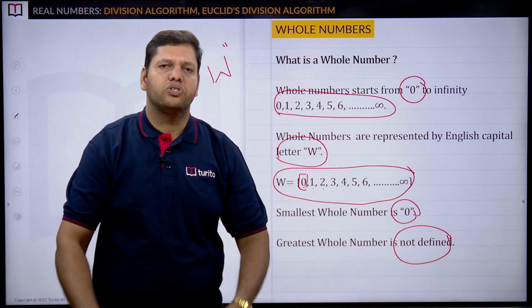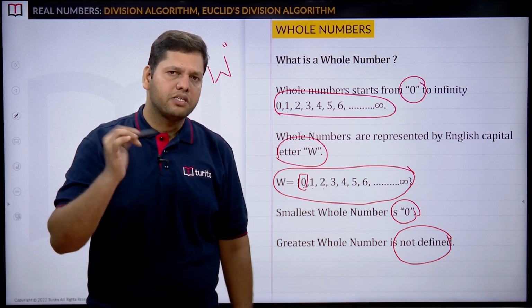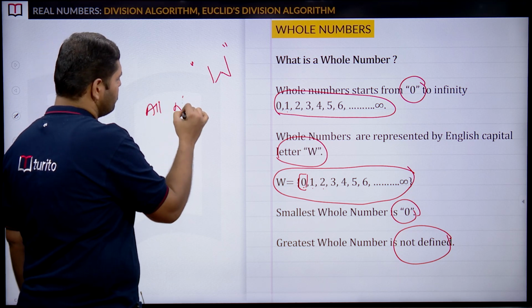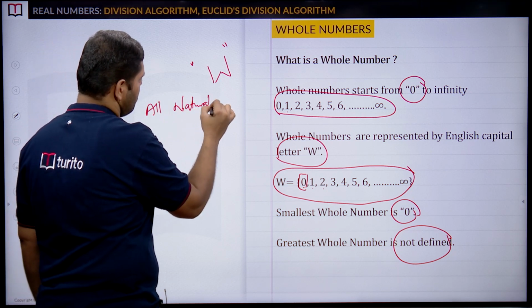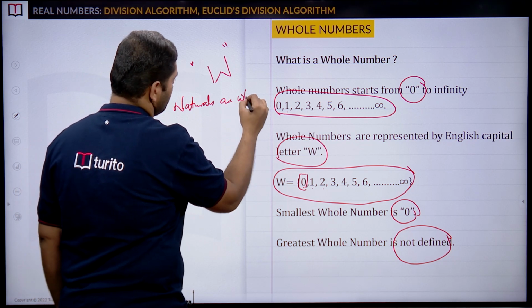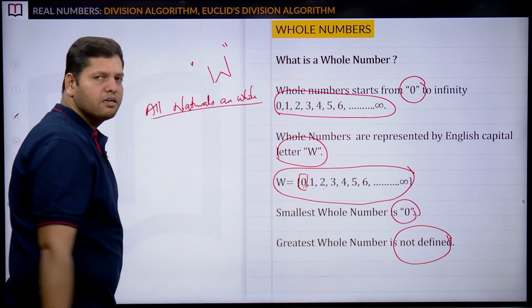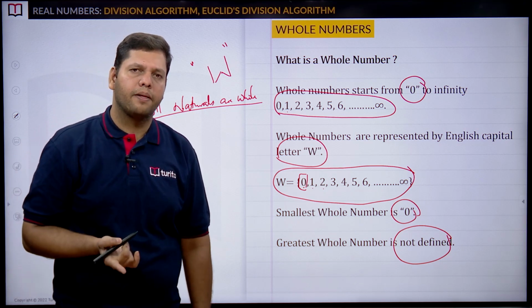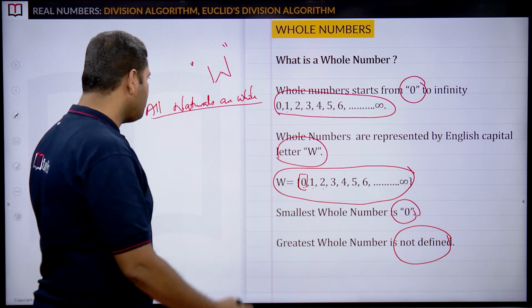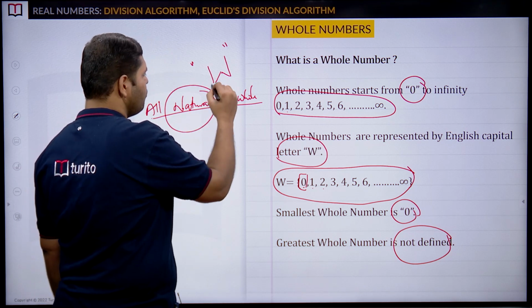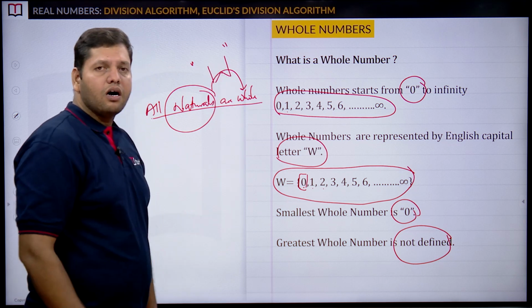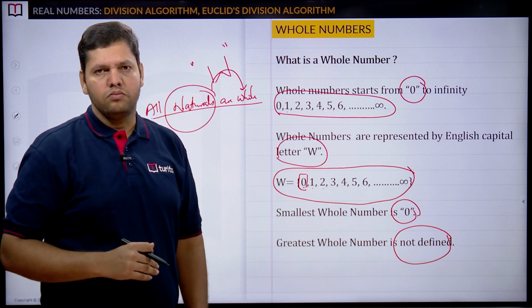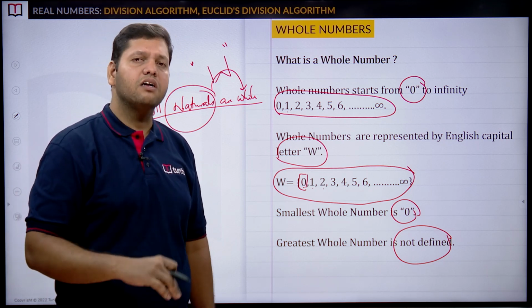Okay. Children, my question is, can I say all the natural numbers are whole numbers? Tell me, is it possible to say? Yes, children, we can say all the natural numbers are whole numbers, because all the natural numbers are present in the list of whole numbers also. So we can say all the natural numbers are whole numbers.